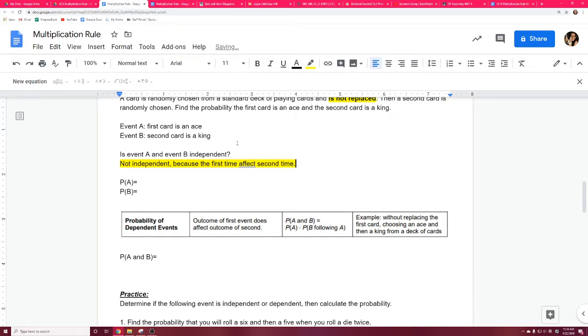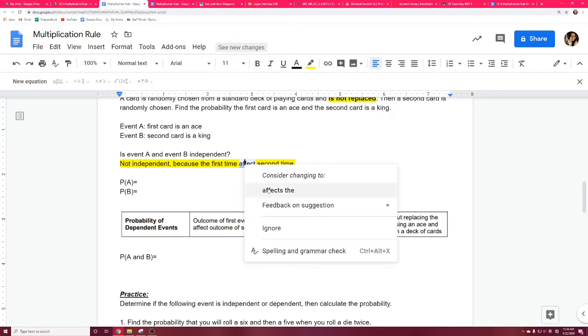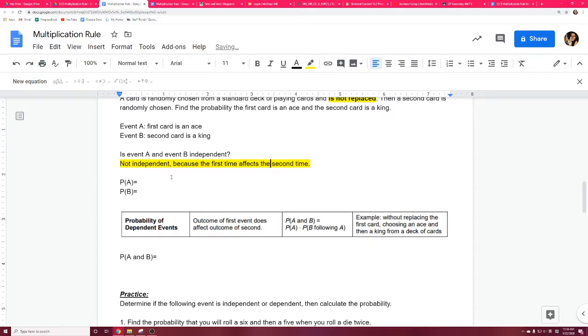Again, if you think about it, for the first time, if you draw an ace out, then the second time you are not as likely to get an ace again, because one of the aces is gone. So the second time will be affected by the first time. Okay, so let's look at the probability.